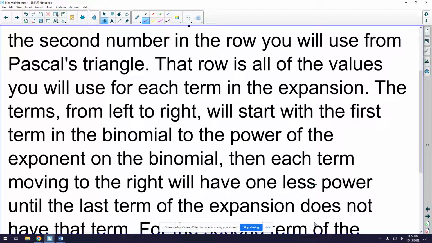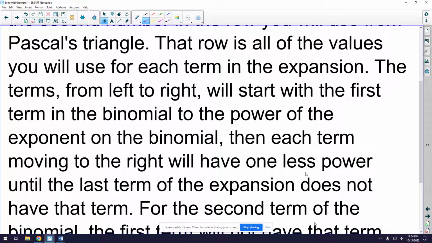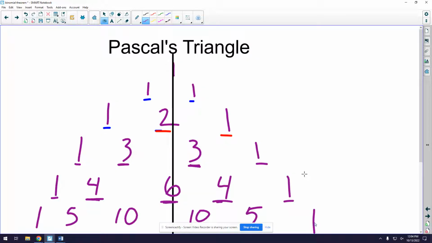And then each term moving to the right will have 1 less power until the last term has nothing from the first term. So if I'm using something to the power of 3, it's going to be the first term cubed, the first term squared, and then the first term and nothing.